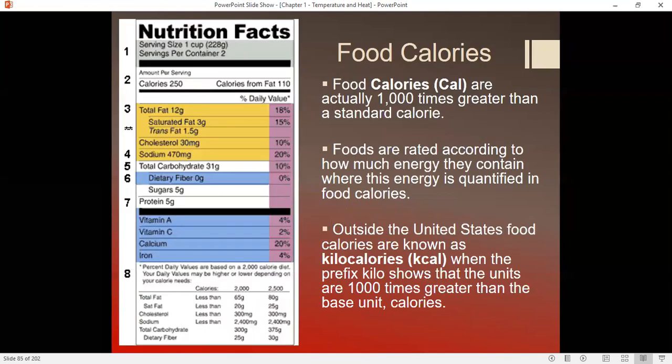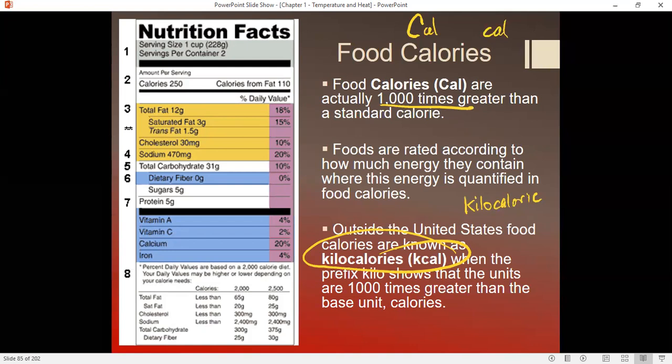Oh, this annoys me. Food calories are not the same as metric calories, okay? Food calories are sometimes called big C calories as opposed to the metric calorie, which is a small c calorie. See, in this country, food calories are 1,000 times greater than the standard calorie. Outside the United States, we generally refer to the food calorie as a kcal or kilocalorie. So that eliminates the confusion that you might have between the big C and the little c.